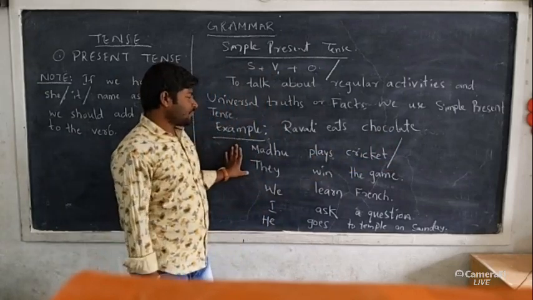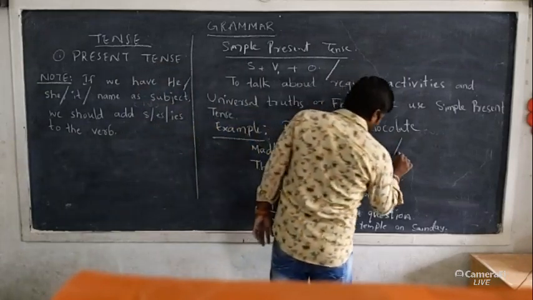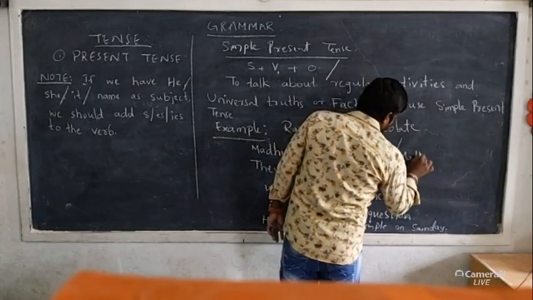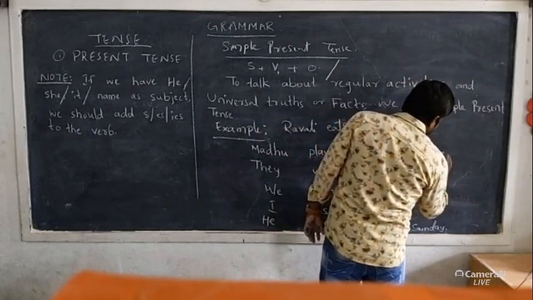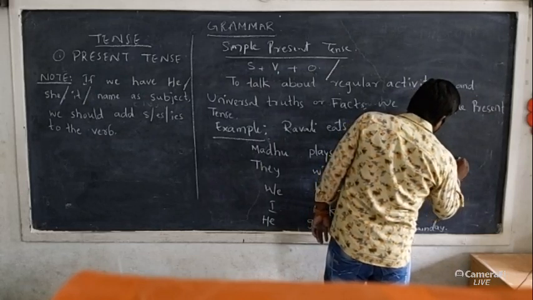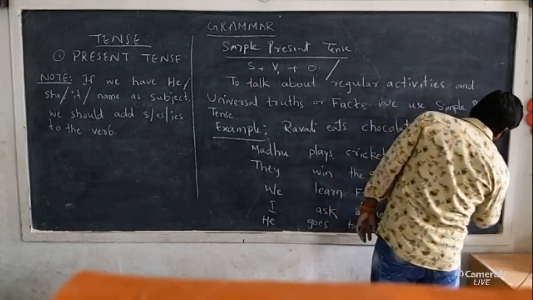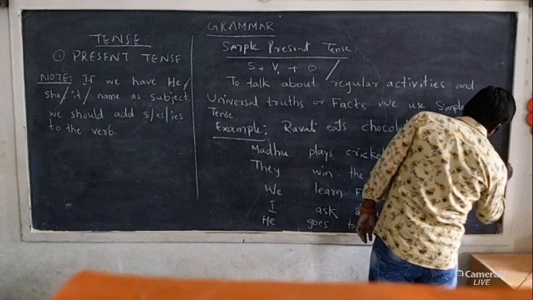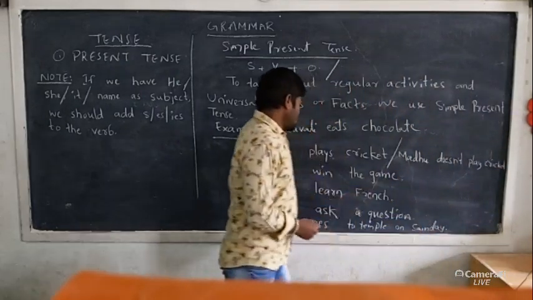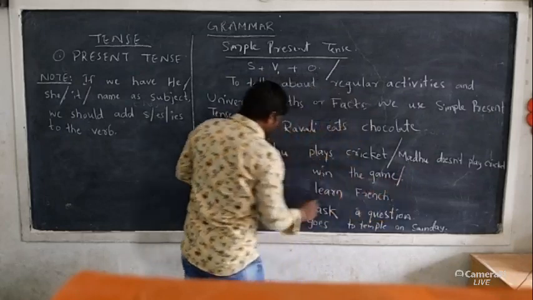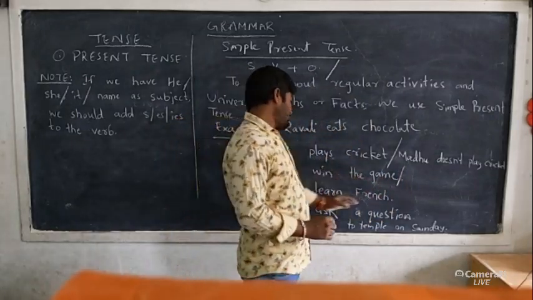Madhu plays cricket. Madhu doesn't play cricket. So how can we make this sentence negative?